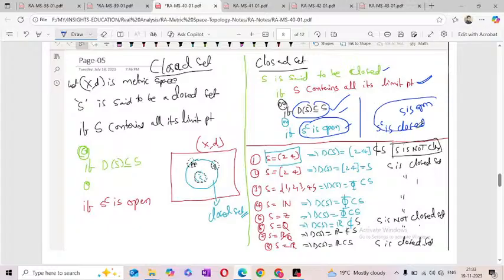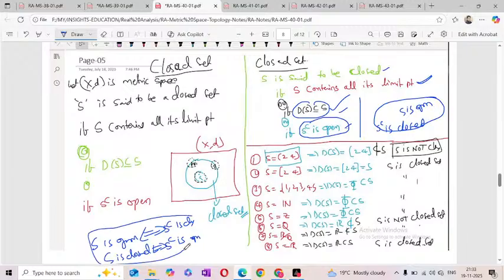Okay, if S is open, definitely the complement must be closed. This is the if and only if condition. We'll write like this: S is an open set if and only if its complement is a closed set. Or, if S is a closed set, its complement must be an open set.